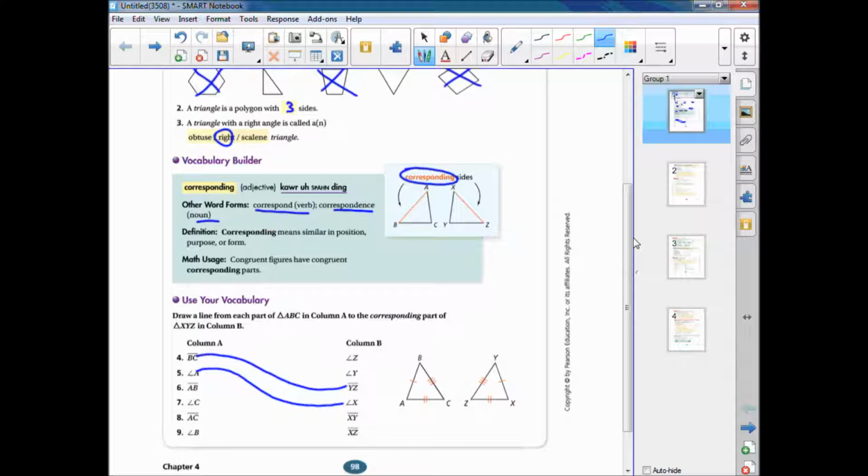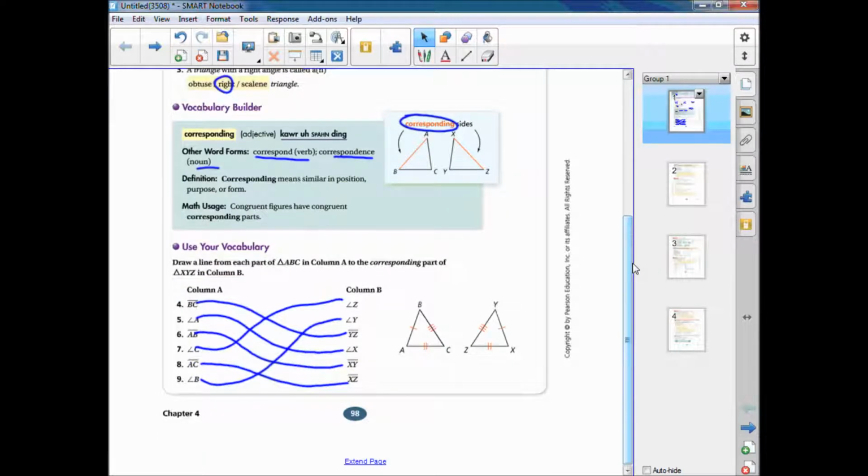AB has a 1 mark on it, so YX is the same, or XY. And angle C comes between the 2 marks and the 3 marks, so that's angle Z. Okay. And AC has 2 marks on it, so that's the same as XZ. And then B and Y are going to be the same. So these are the corresponding parts of our triangle.